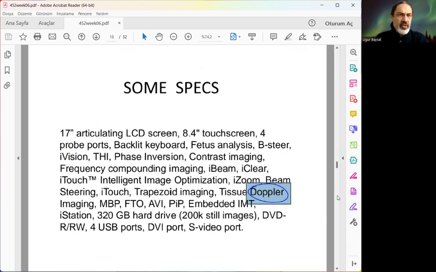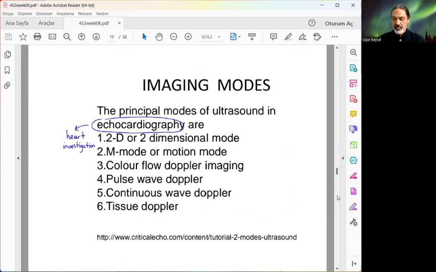DVD storage, USB ports, DVI ports, those are general informatics equipments to share the resultant images with other computers, remote centers, or other doctors. Those are the strengths of the devices.